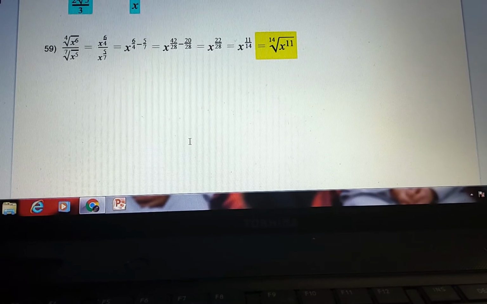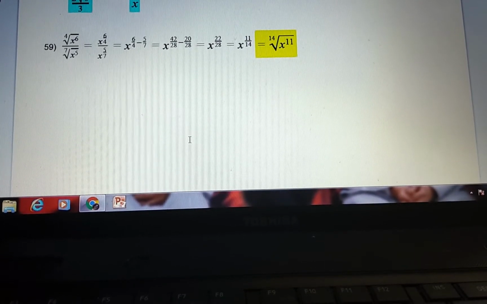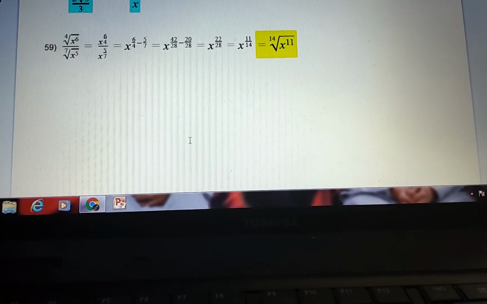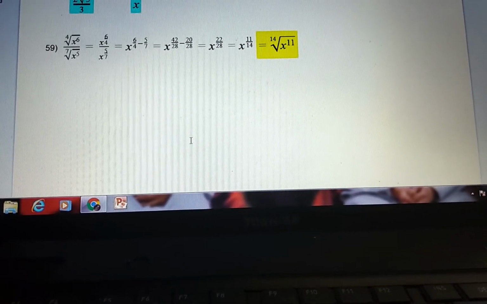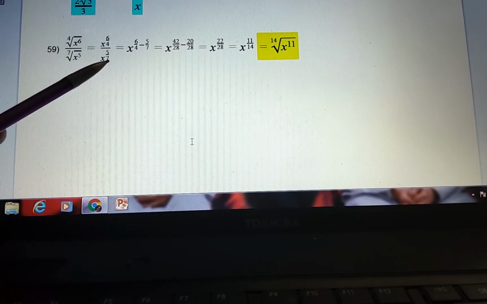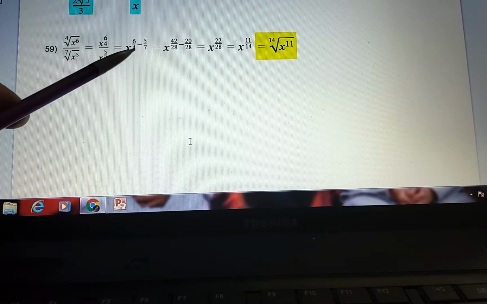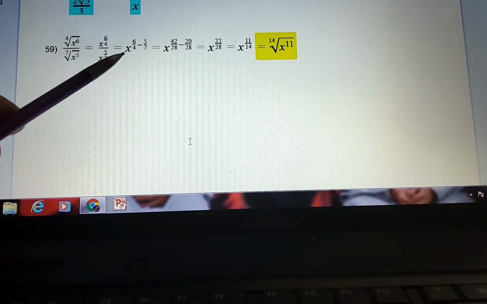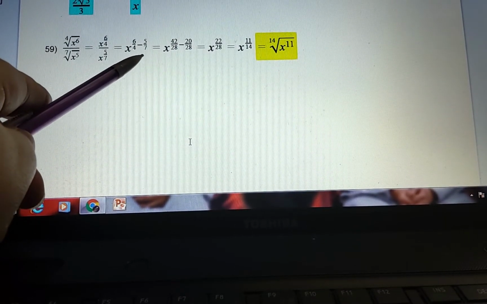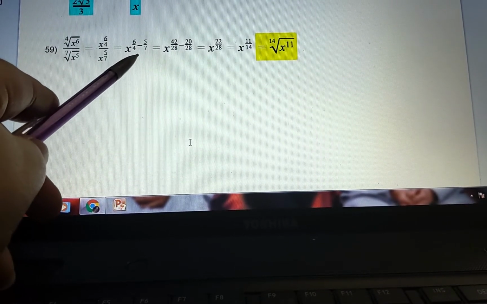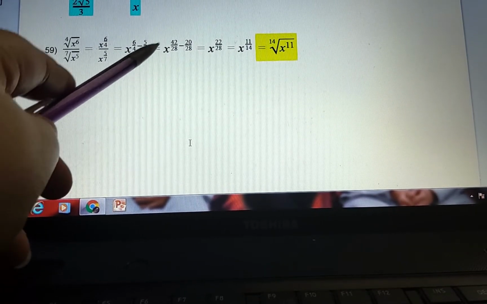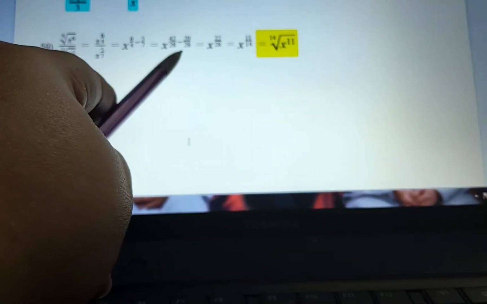Okay, number 59. Again, what we've got is we've got the same bases being divided. So, for me, the easiest way to picture that was to change it into exponents. Okay, so I know I'm going to keep the base and subtract the exponents. So that means I'm going to end up doing 6/4 minus 5/7, which I can't do until I have common denominators. So I'm going to multiply 6/4 by 7, and I'm going to multiply 5/7 by 4. So this is what I end up with.